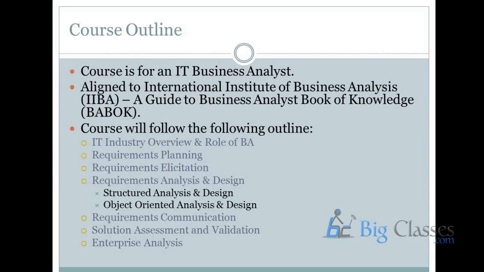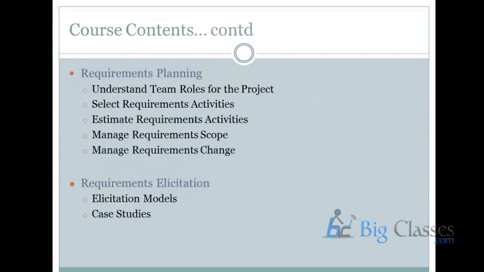This would be for a couple of sessions, and then we will get into the IIBA course outline, which covers all these 6 knowledge areas. We start off with planning and elicitation. In elicitation, there are some 10 techniques which you'll have to learn. In requirements planning, we'll plan how to identify the various team roles, prepare the schedules and estimates, and manage scope, change, and risk.